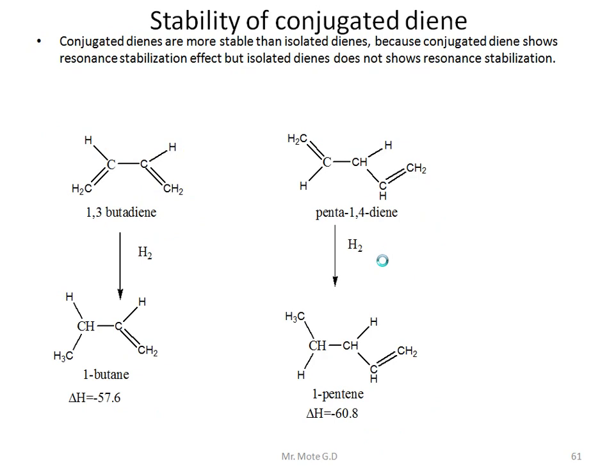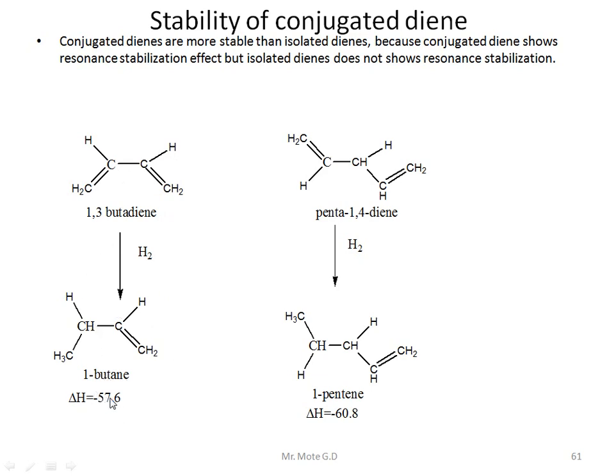Stability of conjugated diene. We will discuss the stability of conjugated diene in terms of two concepts. First one is resonance stabilization and second one is heat of hydrogenation. Initially we will discuss the heat of hydrogenation. 1,3-butadiene, a conjugated diene, is treated with hydrogen in presence of nickel. Simply addition of hydrogen occurs here and here, and it will produce butane.